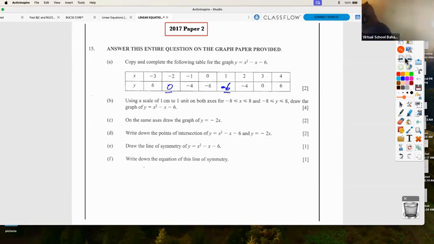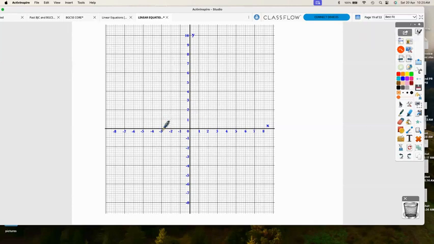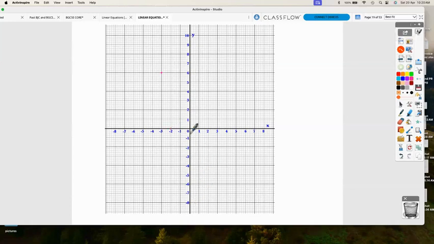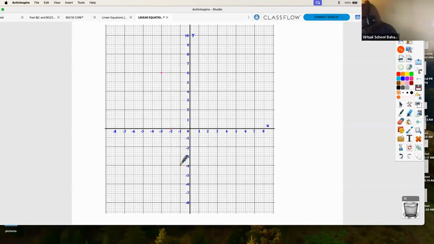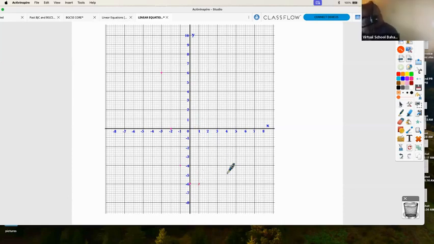All right, can I go now? What was the first point? -3, 6. -3 or +3? -3, +6. So that is 1 point. Next point, -2 and 0. Next point, -1, -4. 0, -6. 1 and negative 6.